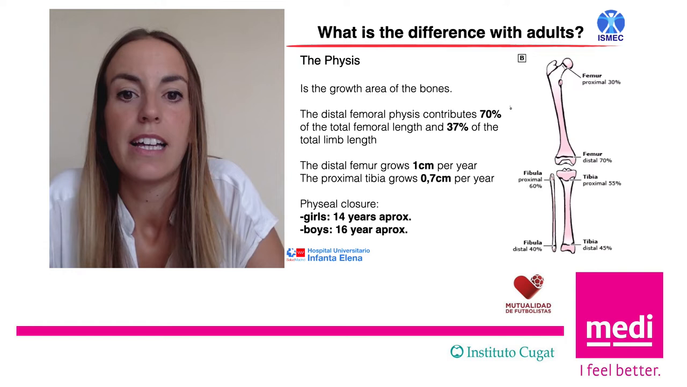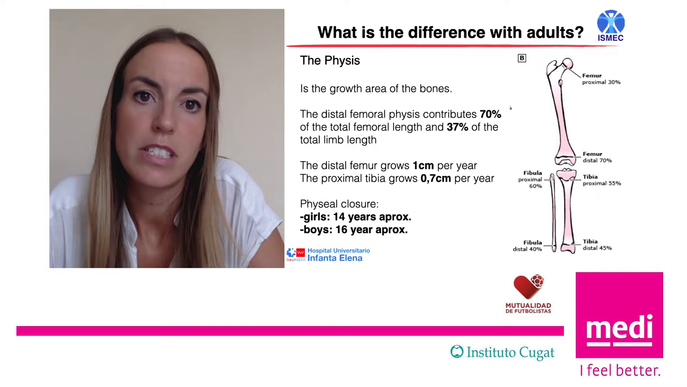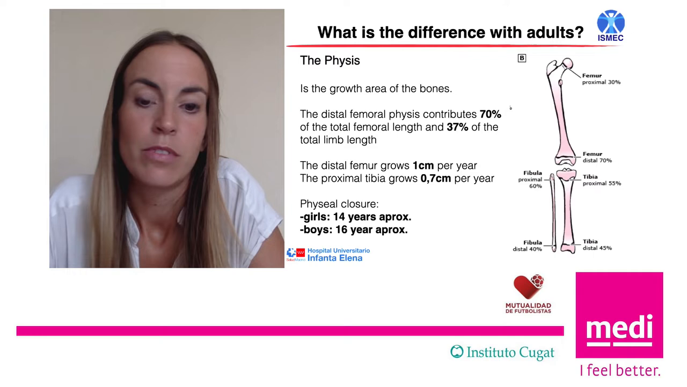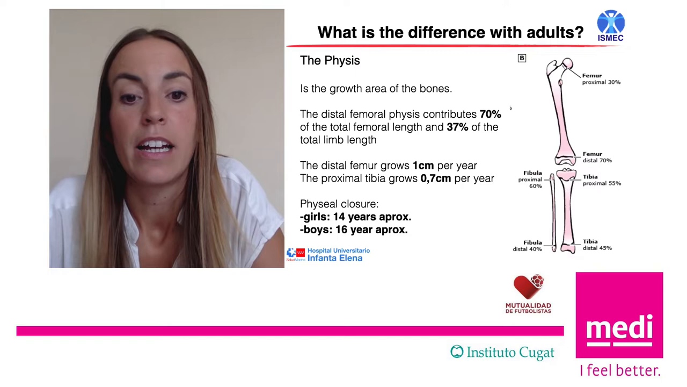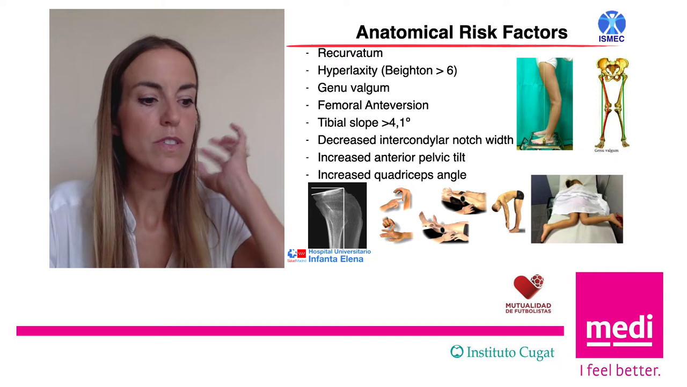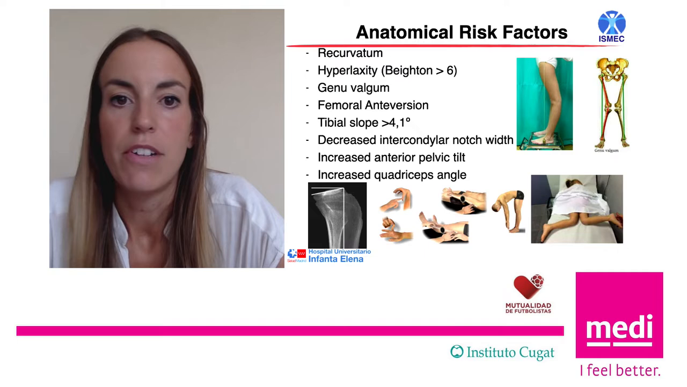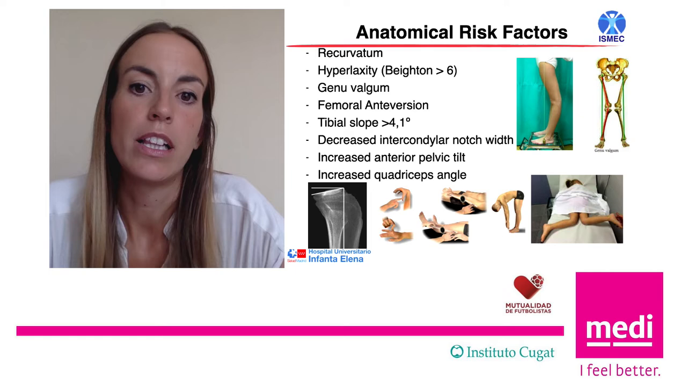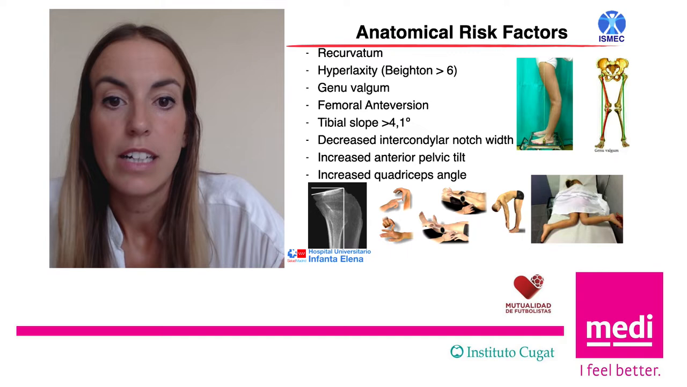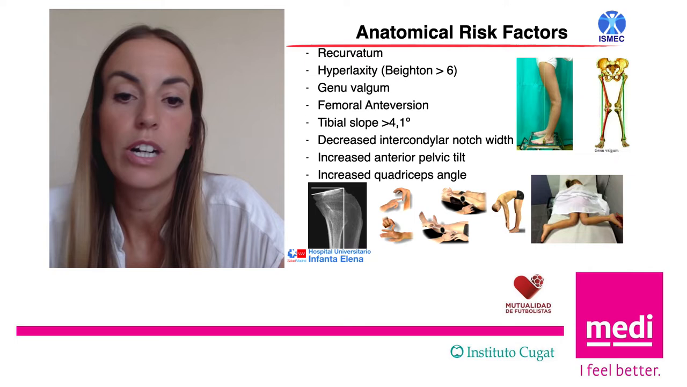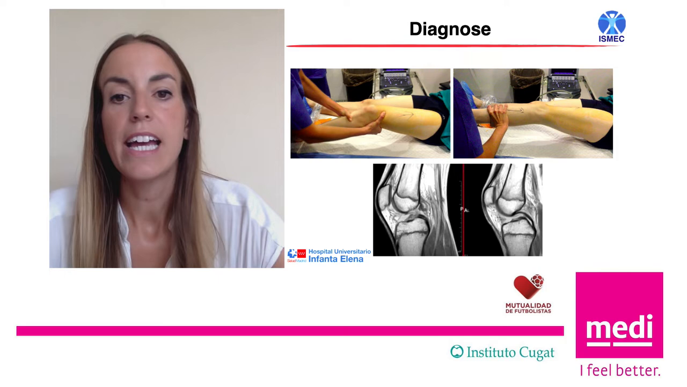We have to say that the distal femur grows around 1 centimeter per year, and the proximal tibia around 0.7. And these growth plates close at different times in girls and boys: girls around 14 years, and boys around 16 years. It's key to study the anatomical risk factors to improve outcomes and reduce failures, to choose the best and most appropriate technique. So we have to study if these kids have a recurvatum, hyperlaxity, genu valgum, femoral anteversion, a tibial slope greater than 14 degrees, a decreased intercondylar notch width, an increased anterior pelvic tilt, or an increased quadriceps angle.